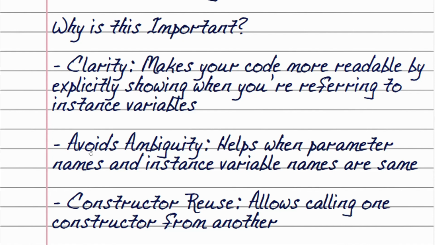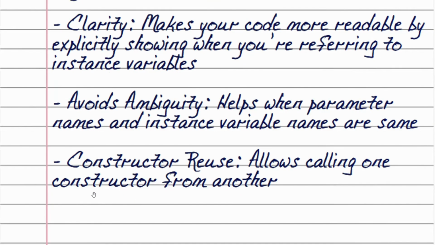Next is avoid ambiguity, that is, it helps when the parameter name and the instance variable name are the same. This keyword is mostly used when the method parameter has the same name as an instance variable. So the this keyword helps to differentiate between the parameter name and the instance variable.